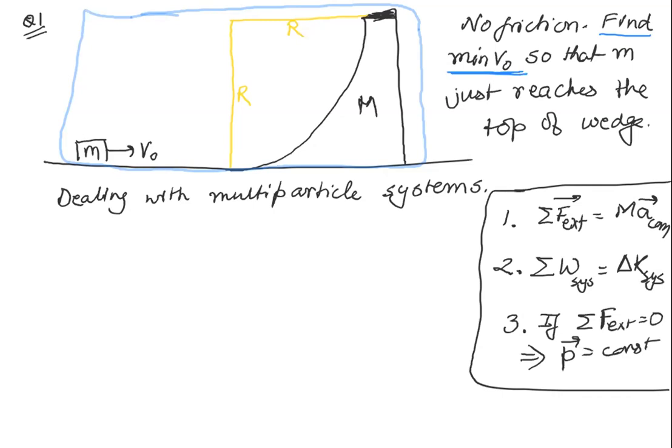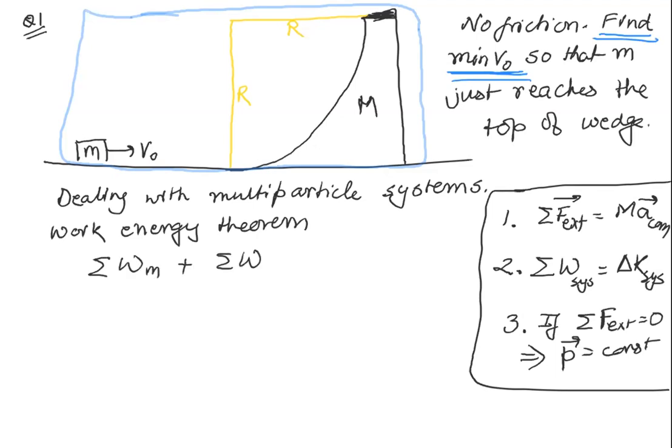So in this case, let me first apply 2 because they are asking me for velocity. So let me apply the work energy theorem. So how to apply the work energy theorem? Remember, we have done this. Work energy theorem. Summation of work done on m plus summation of work done on capital M must be equal to the change in kinetic energy of m plus change in kinetic energy of capital M, right? So it's basically you write the work energy theorem for the block, you write the work energy theorem for the wedge, and you just add it up, and that's it.